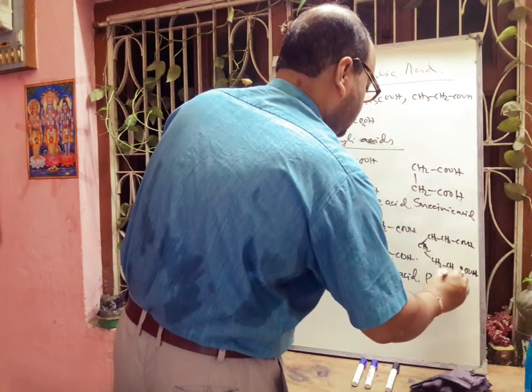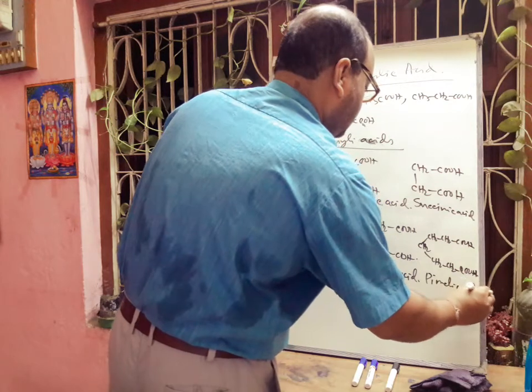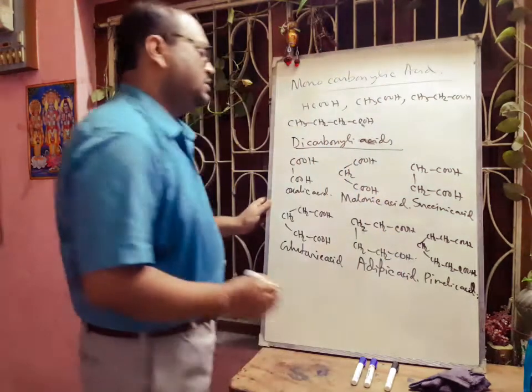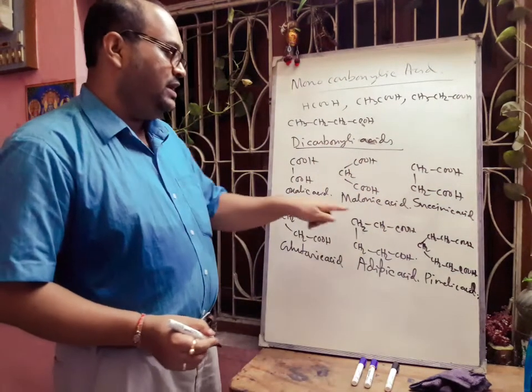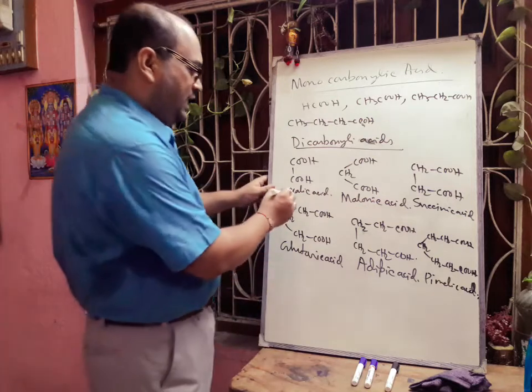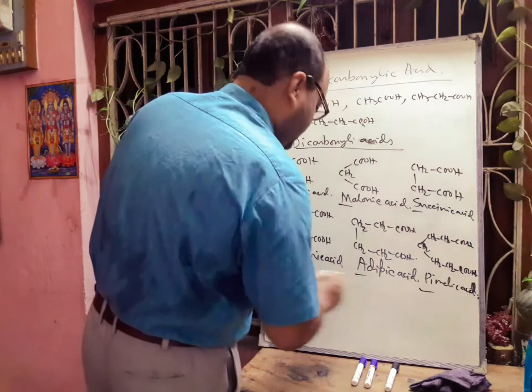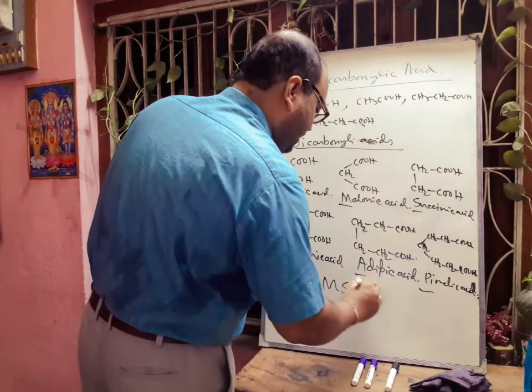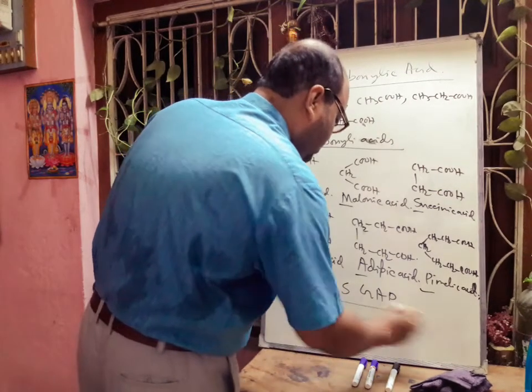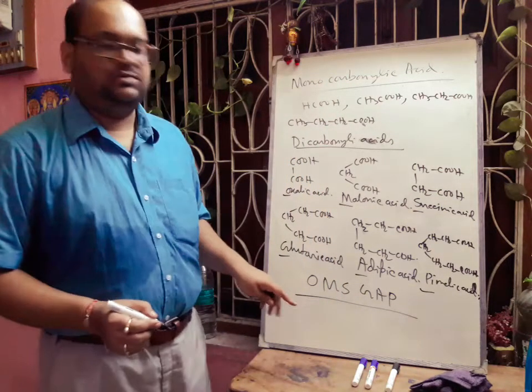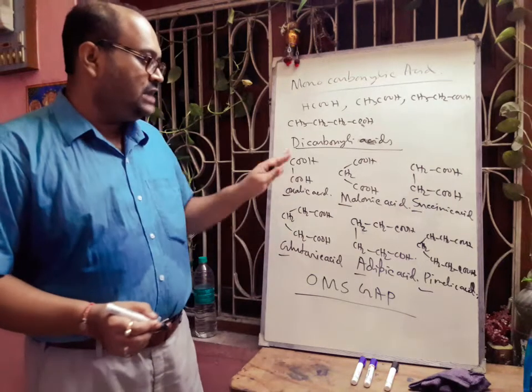Pimelic acid. Okay, so here you find one very interesting name. You take this OMS GAP. So you can write Ohm's gap. This is the best way to remember and to understand this type of dicarboxylic acid.